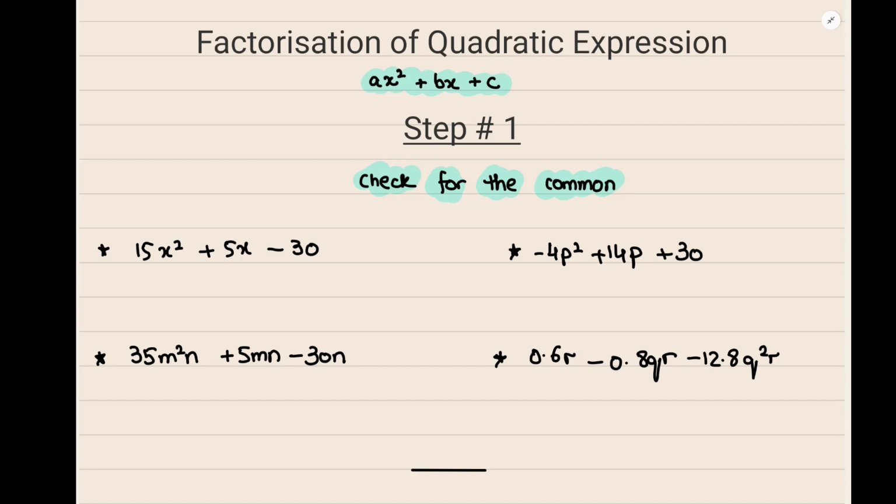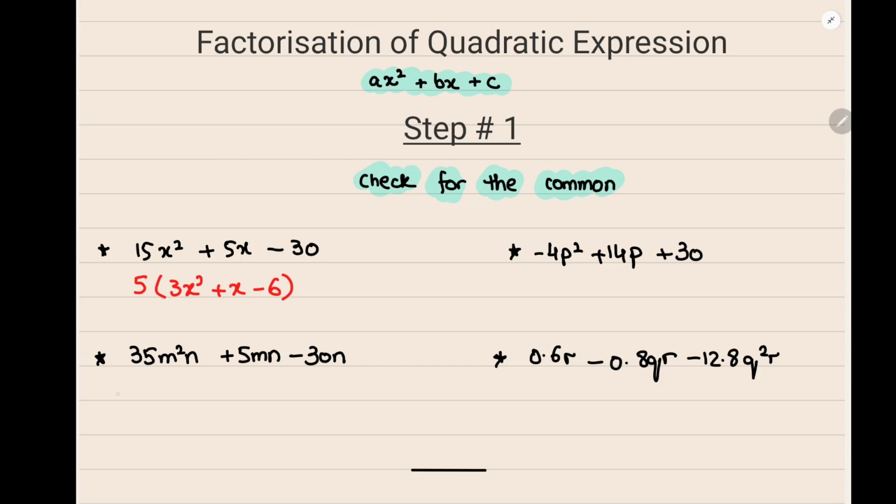Step number 1: whenever you find a quadratic expression, you need to check for the common factor. We have 4 questions here, so we will look for the common. In the very first question, we have 15x squared plus 5x minus 30. It's obvious I can take 5 common, so it should be 5 times 3x squared plus x minus 6.